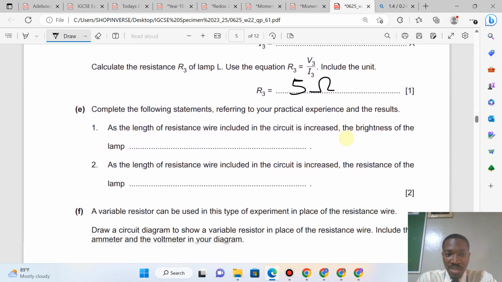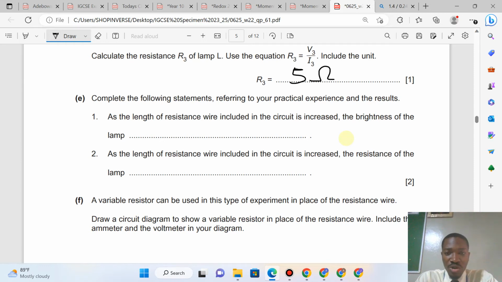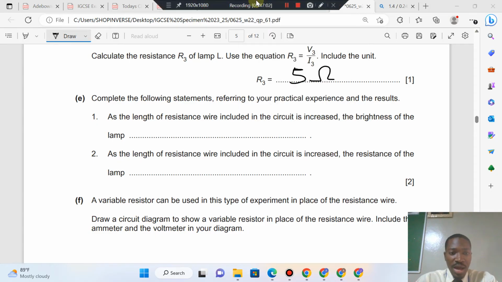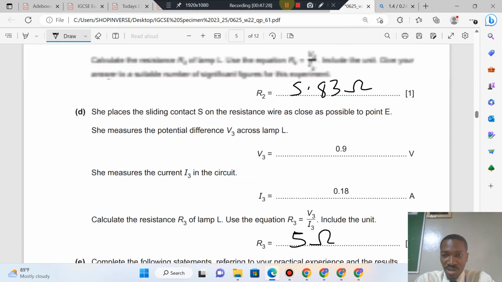Now, question E. Complete the following statement referring to your practical experience and the result. Question 1. As the length of the resistance wire included in the circuit is increased, the brightness of the lamp. Okay, now the question is on the brightness of the lamp. Now, how do you know whether the brightness of the lamp is increasing or reducing? The brightness of the lamp increases when the current is increasing. The brightness of the lamp reduces when the current reduces. Why? The current determines the brightness of the lamp, the current flowing in the circuit.